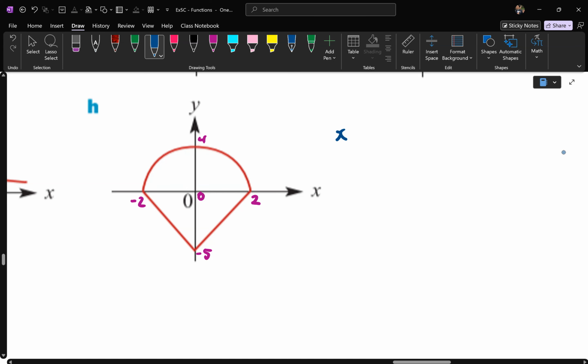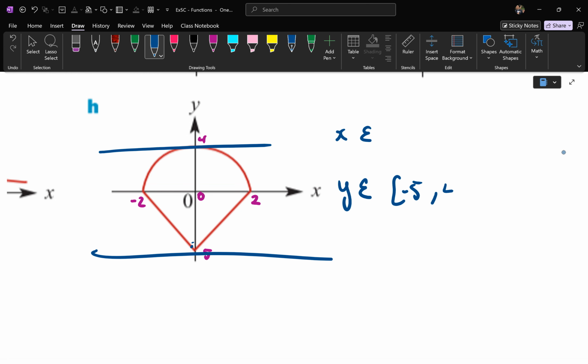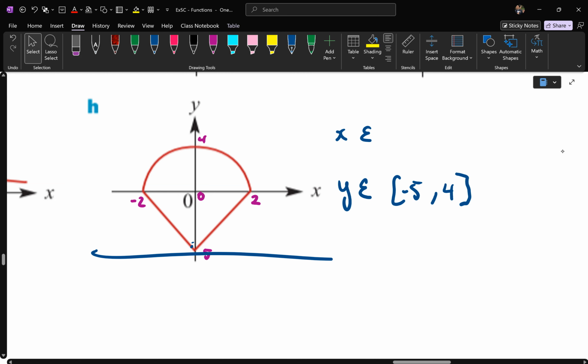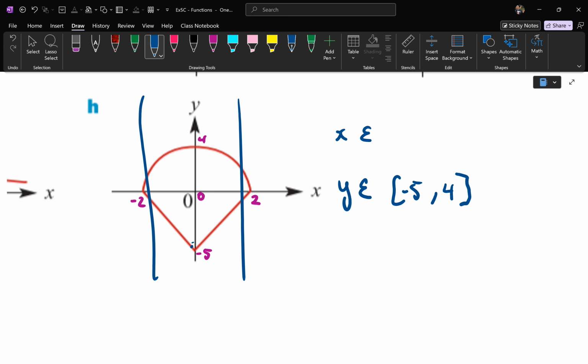What's the domain? What's the range for this one? Someone different, someone new. For which one? For Y, very good. So the range, clearly, horizontally, starts off at -5, goes all the way to 4. So -5 to 4. What about your domain? Beautiful. Vertical lines. -2 to 2.